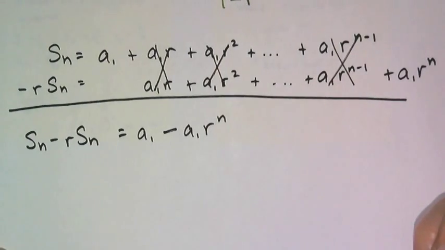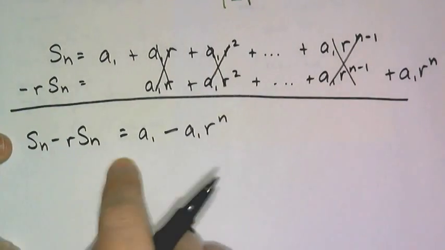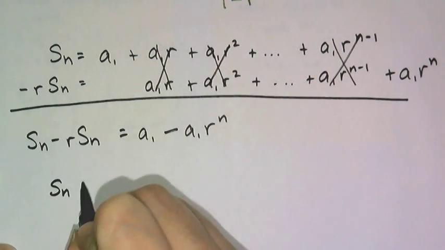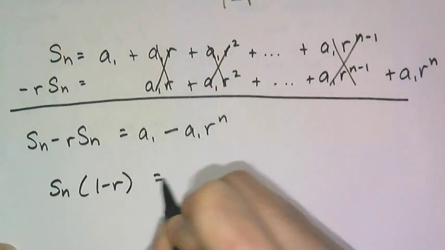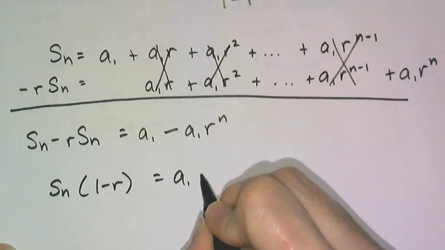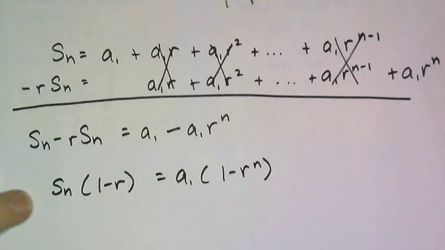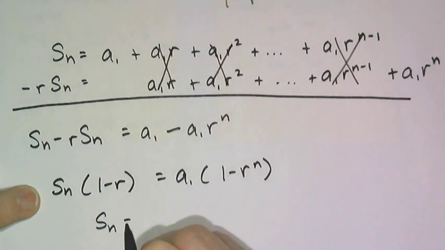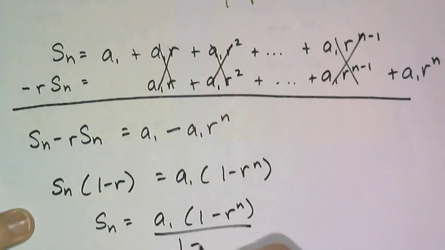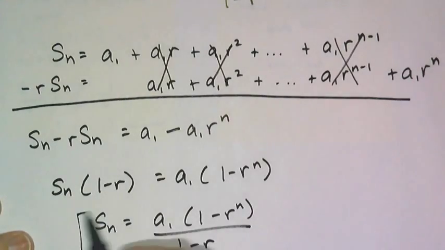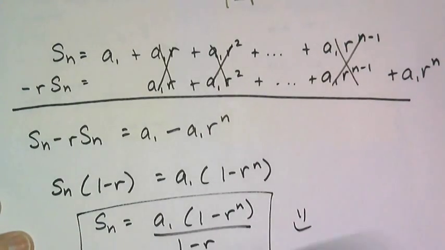And then I can do a little bit of factoring, so I can factor out the sum here, and I get 1 minus r, and I factor out a sub 1 here, and I get 1 minus r to the nth power, and I want to know what the sum is, and so then I divide, and I have my sum formula.